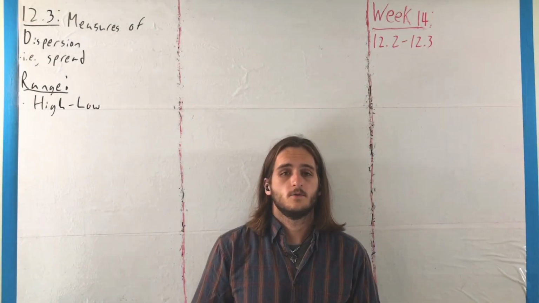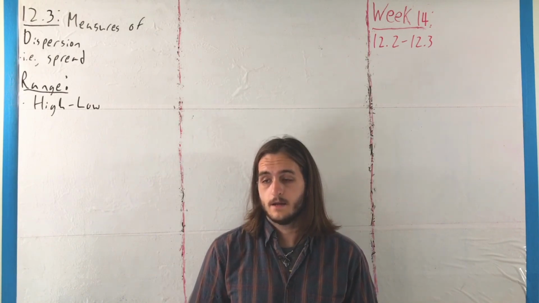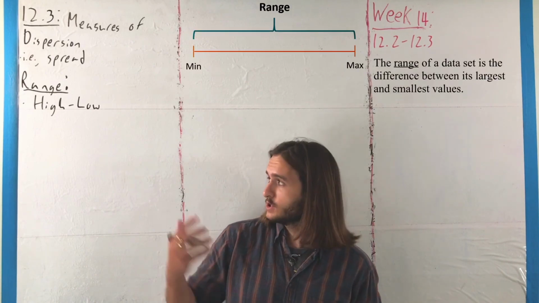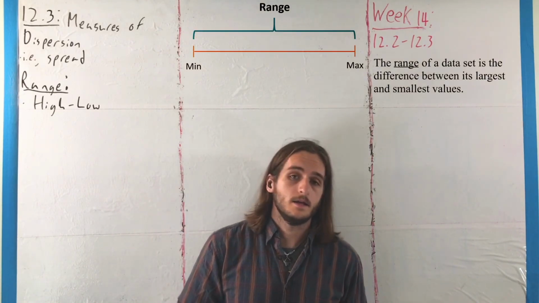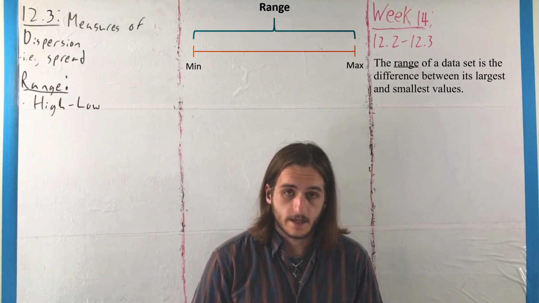So if we want to deal with the measurements of dispersion, we want to get a better sense of how far apart our data elements are. The first and most basic measurement that we have is the range, which is just the difference between the high and low values. It tells you how far apart the things are in the broadest sense possible.